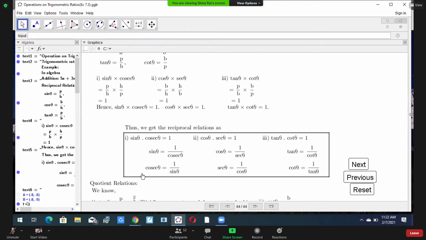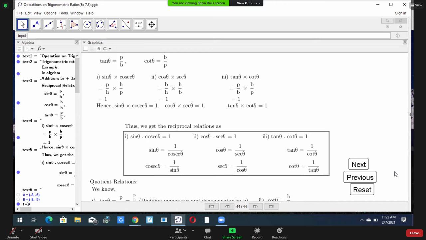And from here, from the reciprocal relation, you know sin theta equals, we can write, 1 upon cosec theta. Cosec theta equals 1 upon sin theta. And cos theta equals 1 upon sec theta. Sec theta equals 1 upon cos theta. Tan theta equals 1 upon cot theta, and cot theta equals 1 upon tan theta.